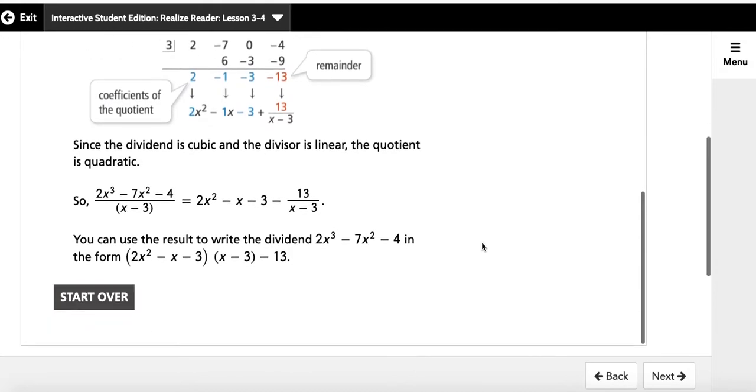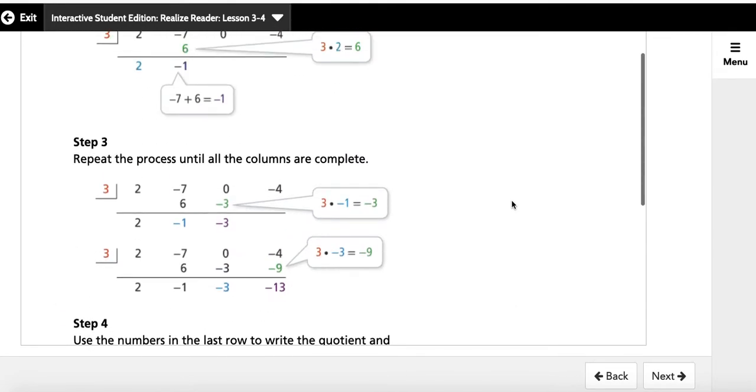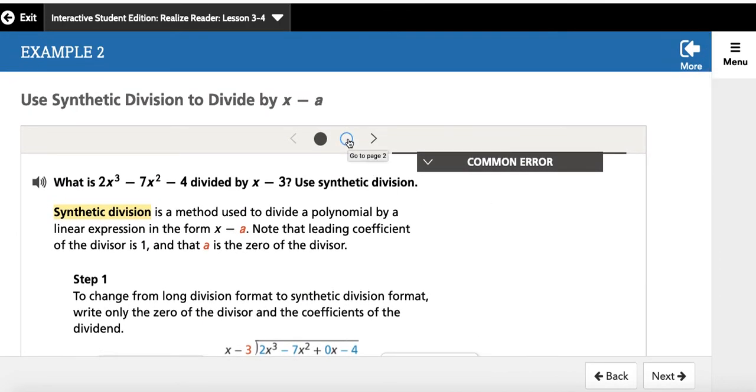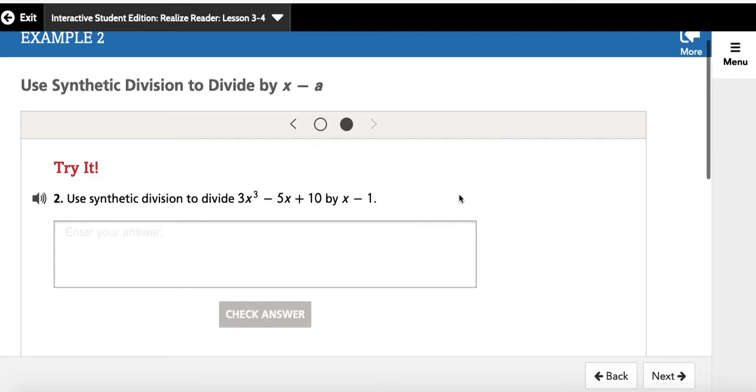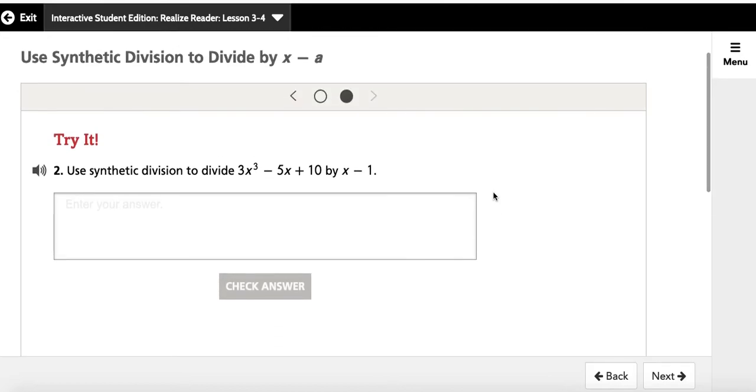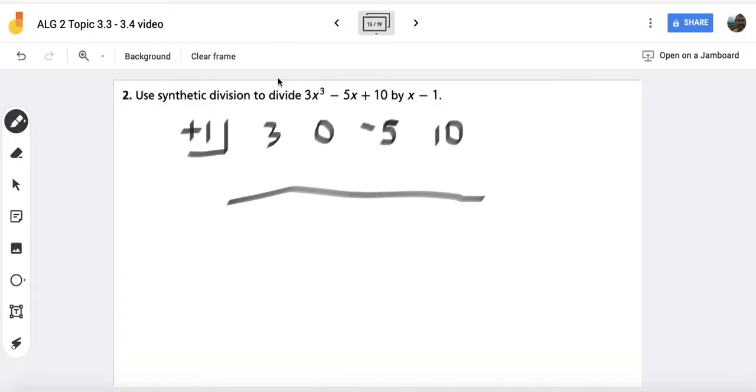Let's see, what are they showing here? Since the dividend is cubic and the divisor is linear, the quotient is quadratic. Can you use the result to write the dividend in this form? Yep, we can. Probably need more practice with that. Let's see if they give us more practice with synthetic division. Oh, they don't. Well, see if you can set this up in the positions that you need to. And it's the only one they give. So I don't think you've had enough practice. So I'm going to lead you through this one on this next screen here.